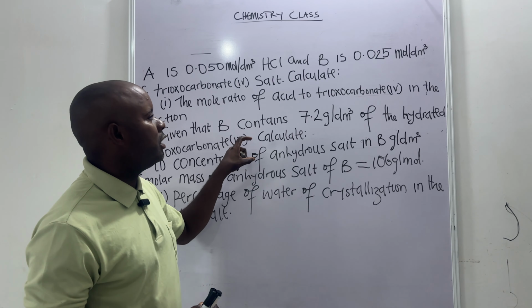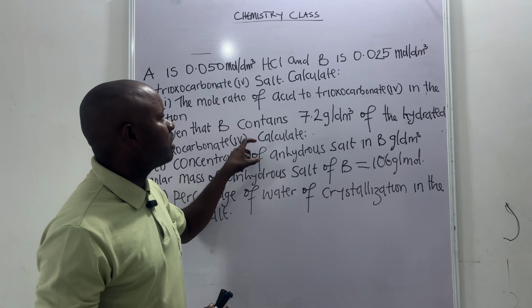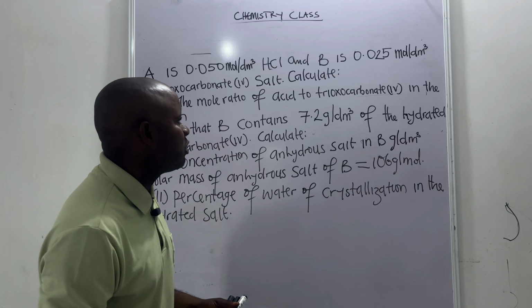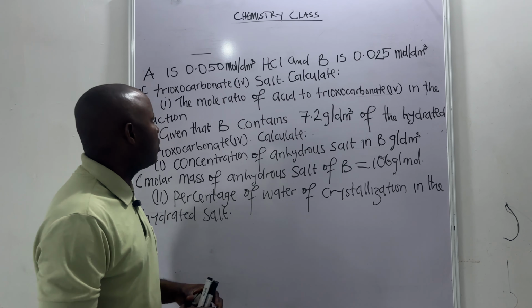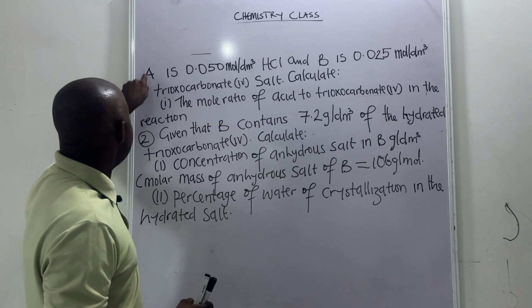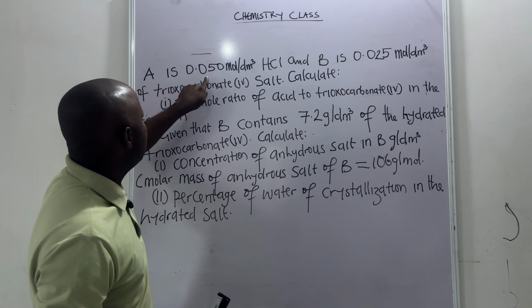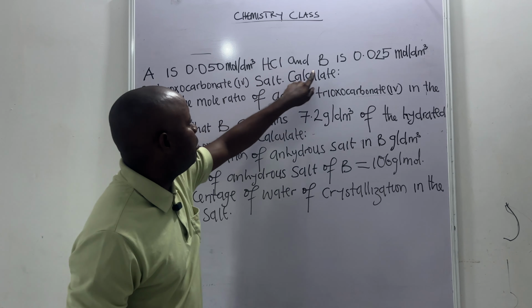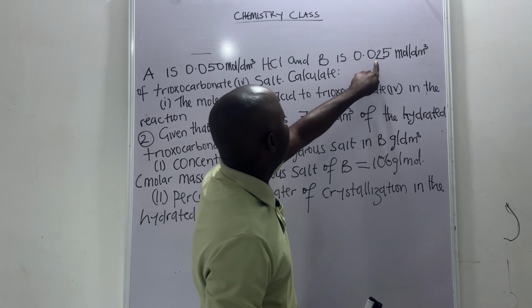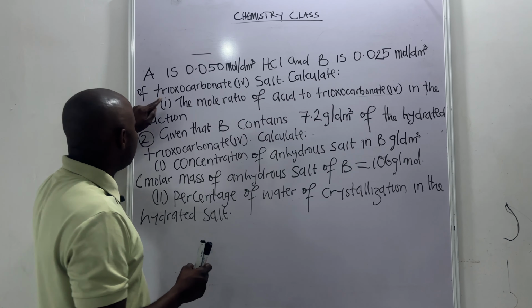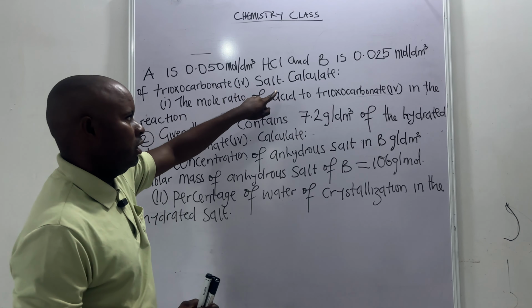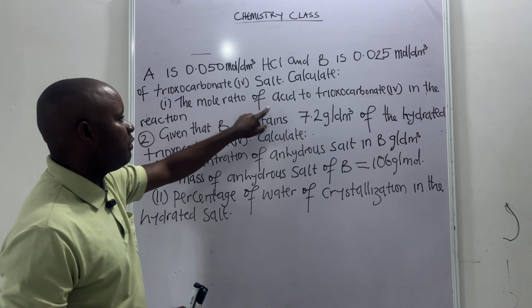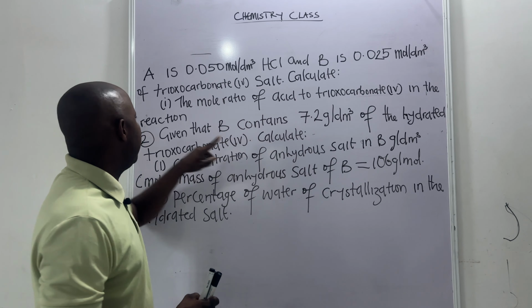This question is a WASSCE question in 1998. So I'm going to look at this question and solve accordingly. So the question goes this way. If A is an acid, 0.050 mole per dm cube HCl, and B is 0.025 mole per dm cube of trioxocarbonate(IV) salt. Calculate 1: the mole ratio of acid to trioxocarbonate(IV) in the reaction.